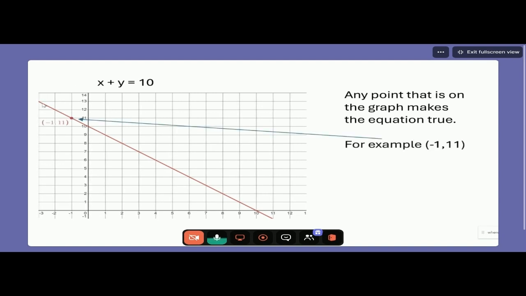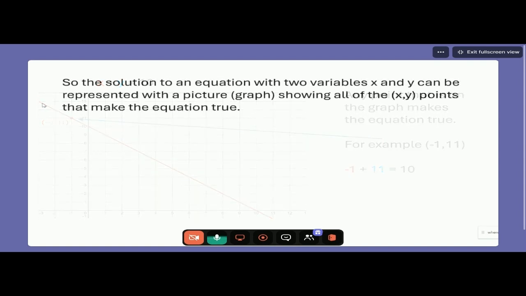Does that point make the equation true? -1 plus 11 equals 10. Yes, it does. Every point on the graph makes the equation true. Every point that makes the equation true is on the graph. That is why this picture is the answer for that equation. It shows all of the solutions. Okay.